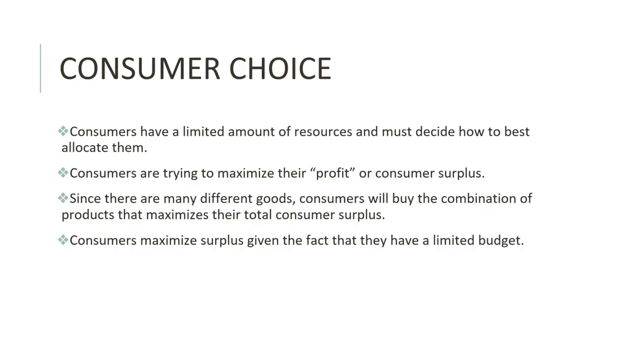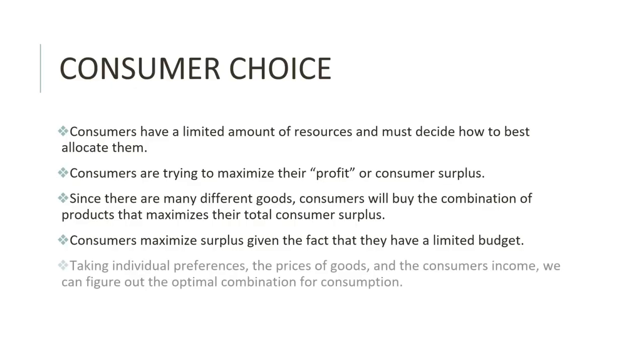We also have to try to maximize our surplus given the fact that we have limited budgets. So things cost money, and there might be one thing that you like more than another, but the price is so much more expensive, you may end up getting more happiness per dollar from that cheaper item. So we're going to take individual preferences, prices of goods, and consumer income into account, and try to figure out those optimal combinations for consumption.